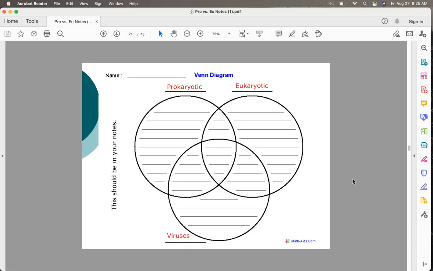Okay, so I wanted to call your attention to one similarity between prokaryotic cells, eukaryotic cells, and viruses, which remember are not cells. In this middle portion right here, they have one thing in common. Do you know what it is? They all contain DNA. Sometimes viruses have RNA, but they all contain DNA. That's what you would put in this little section of our Venn diagram. They all contain DNA. That is the only similarity between our cells that are living and viruses that are not living.